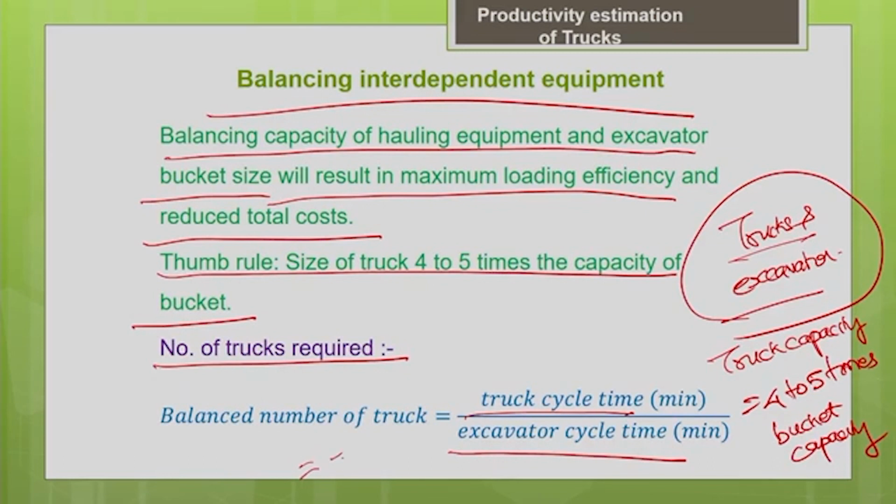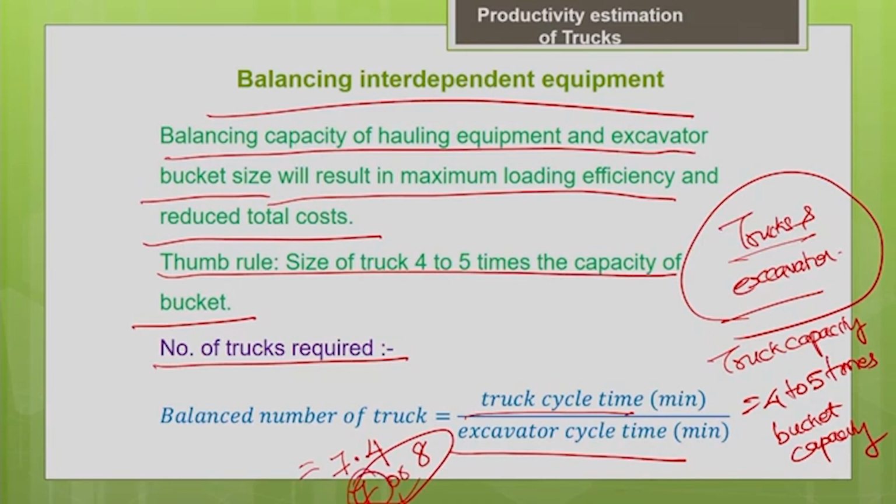But more often you may not get a whole number. Say for example, I am getting the balanced number 7.4. Whether I should round it to 7 or I should round it to 8 trucks, we have to decide. How to decide that? We have to work out the economics.